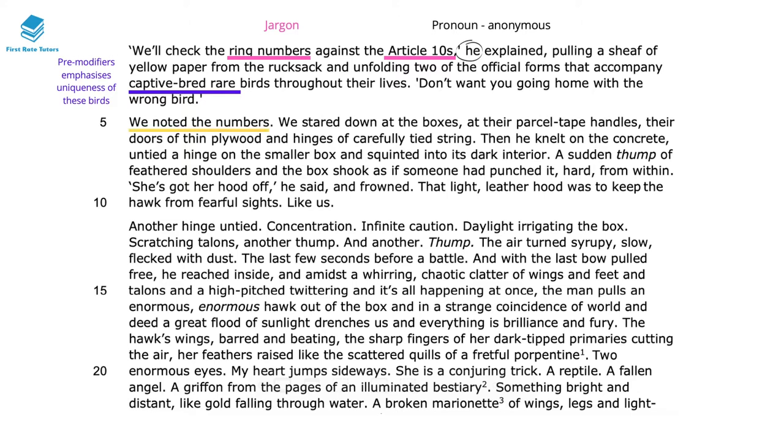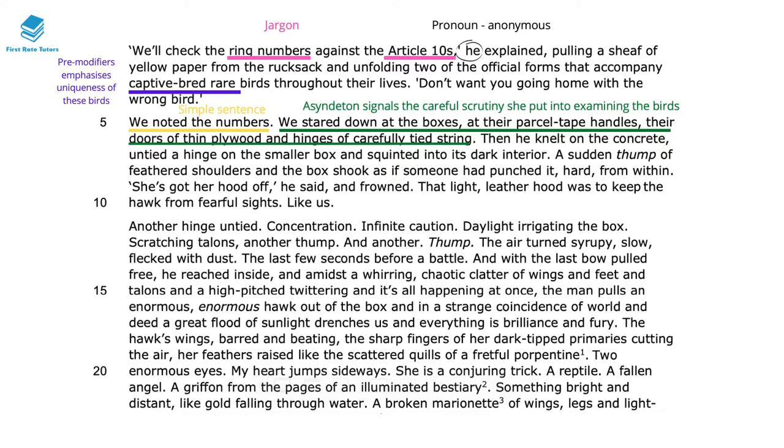Now, she mentions that her and this man, who of course we can assume sells these falcons, they noted the numbers, and this simple sentence is quite straightforward. It really just tells us in a very blunt way what they're doing as they're looking at these different falcons. Then she mentions, we stared down at the boxes, at the parcel tape handles, the doors of thin plywood and hinges of carefully tied string, and the sibilance signals the careful scrutiny that she's putting into examining these birds.